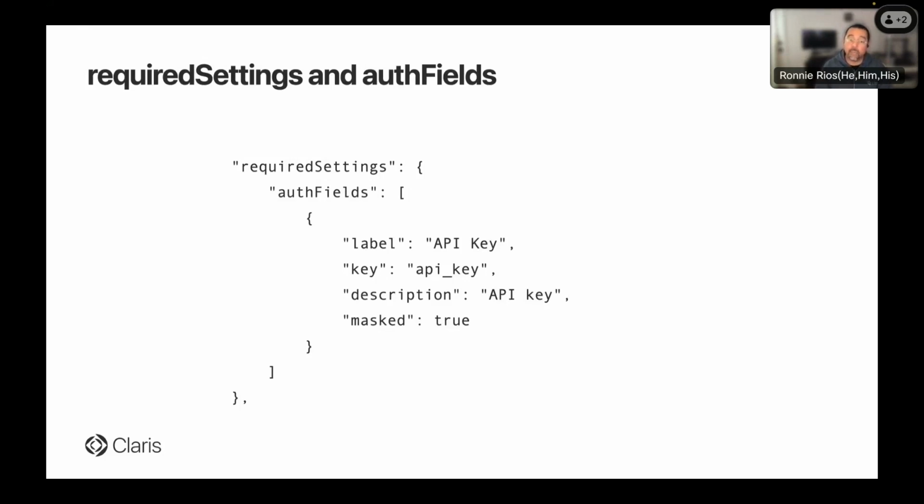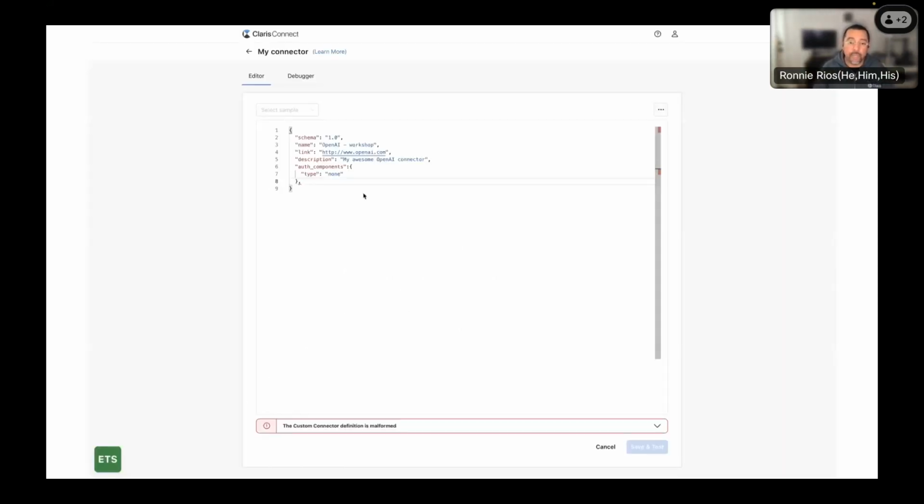We'll have a label. That's what we want the user to see for that field. The key, which is how that is identified for the API. Description, and then the masked attribute is true. Again, it's going to show up as little dots in there. You can play around with that. You can put false if you want to, but since an API key is something that you kind of want to keep secret, we'll do that. So let's go back to the editor, and then let's type those in here.